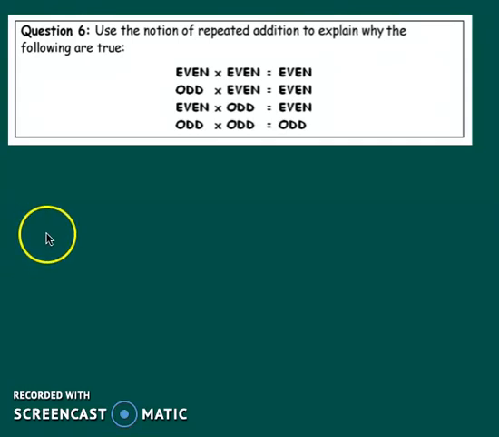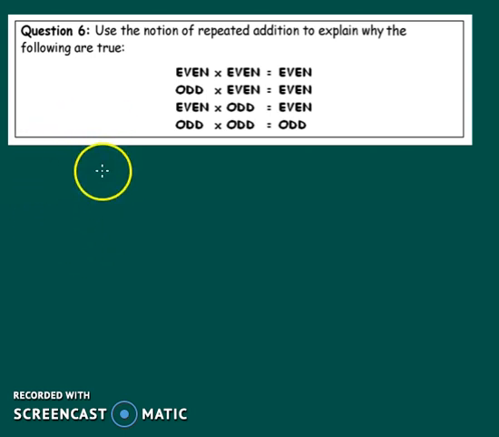Okay, so we know about adding odd and even numbers and what the results are. We know that if we add an even number to an even number, we get an even number. And we know that if we add an odd number to an odd number, we get an even number. And that if we add an even and an odd number, we get an odd number. But we haven't talked about multiplication.